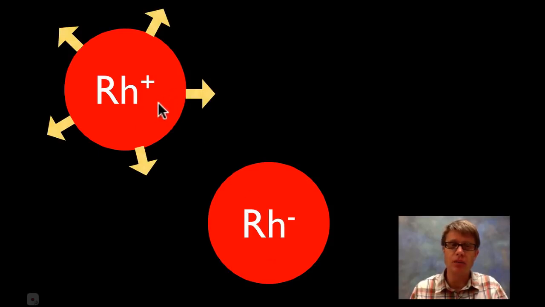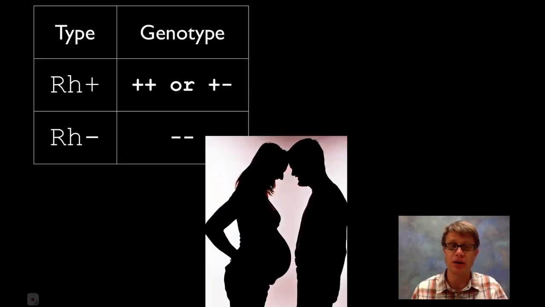And so what antibodies is an Rh positive going to have? Well, neither. It's going to have none of those antibodies. But if you're Rh negative, then you're going to have those Rh plus antibodies. And so the genetics are pretty simple. If you're Rh positive, you could be either homozygous or you could be heterozygous. If you're Rh negative, then you're going to be homozygous negative. So which is dominant? Dominant is going to be the Rh positive.